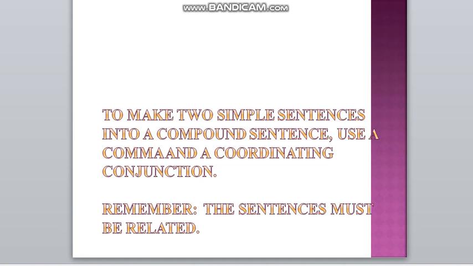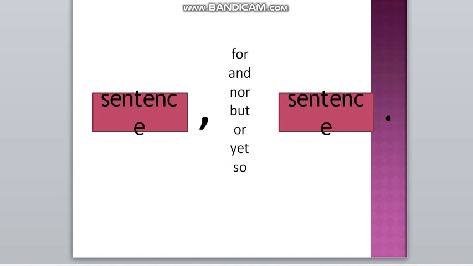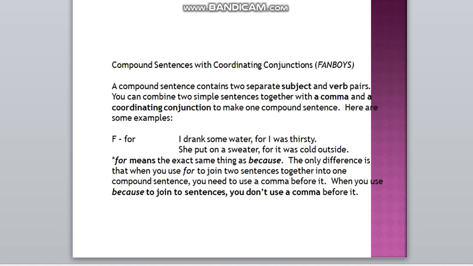Now, to make two simple sentences into a compound sentence, use a comma and a coordinating conjunction. Remember, the sentences must be related. Now, how are you going to relate compound sentences with the coordinating conjunctions? A compound sentence contains two separate subject and verb pairs, children. You can combine two simple sentences together with a comma and a coordinating conjunction to make one compound sentence.